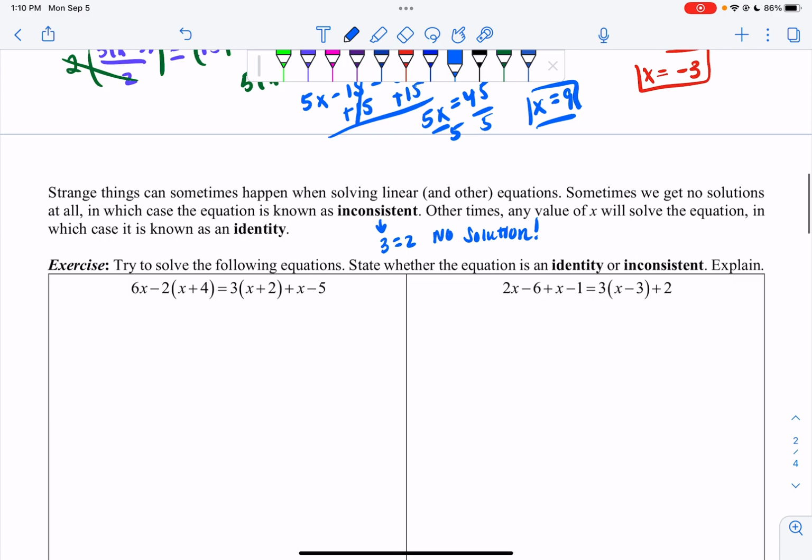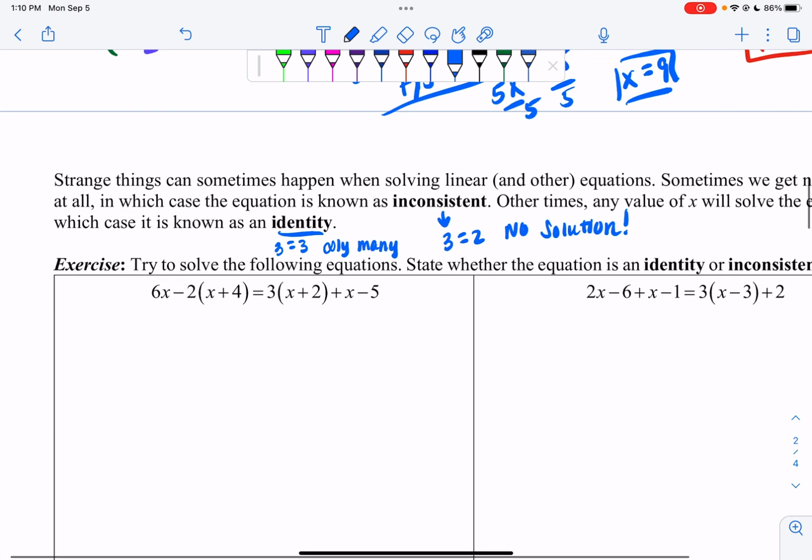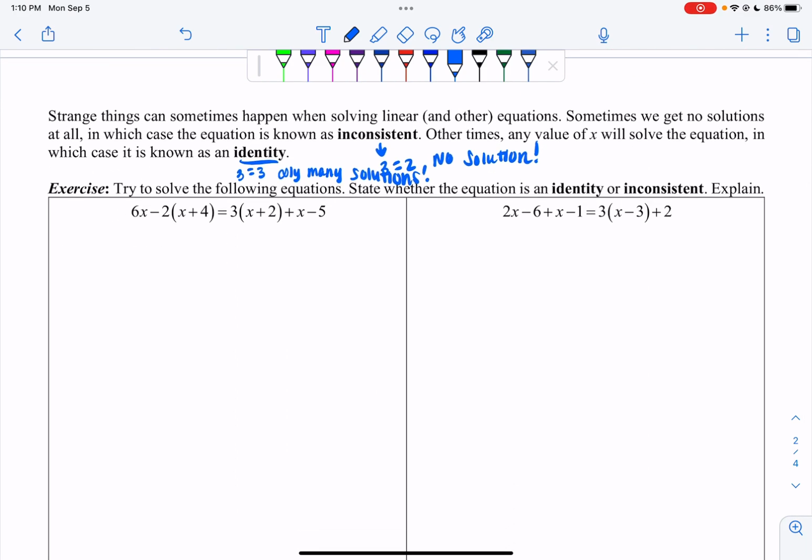And then there are times where we get something called an identity. That's when we get the same thing on each side of the equal sign. So like for instance, we can get 3 equals 3. What that means is there's an infinite amount of solutions. So any number works. So let's look at these two examples. One of them is an identity and one of them is inconsistent, meaning no solution.